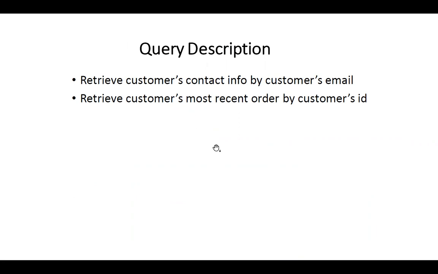Because we want a customer to log in using a customer's email address, we are going to look up a customer's profile, including the contact info, using a customer's email address. We also want to retrieve customers' orders by using the customer's ID. So these are the queries that we need to run so we can get the customer's contact info and the most recent order to display on that particular markup screen, right?